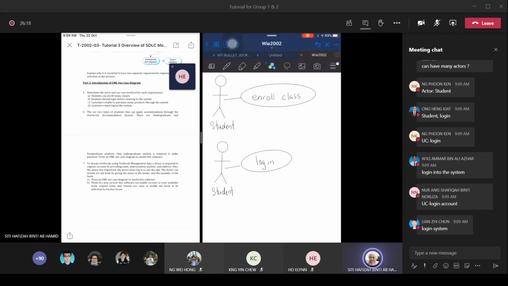Doctor, the system also can be the actor, right? The system? No, cannot. That is a good question actually. The system will be something like this, the one in the system boundary. Because this question doesn't really state any system, you don't really need to have this system boundary. So let's say this one, entering the system. This is the system.